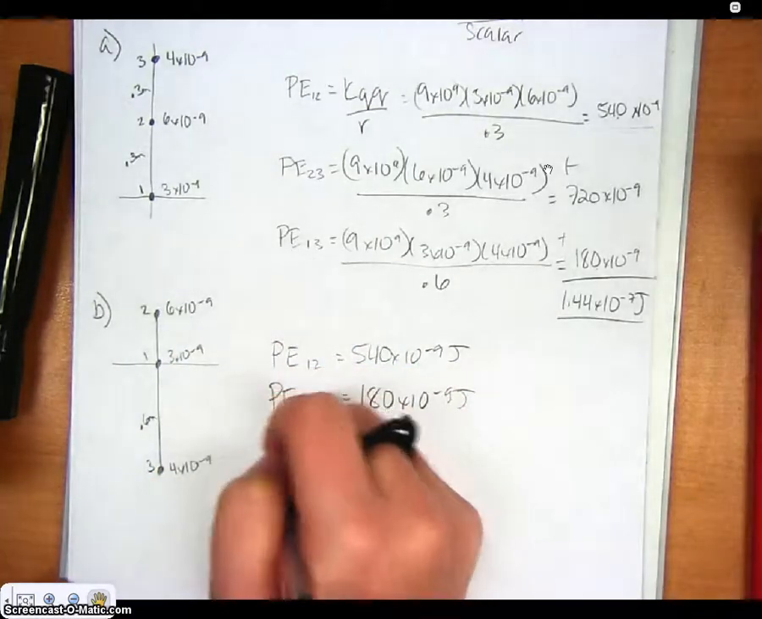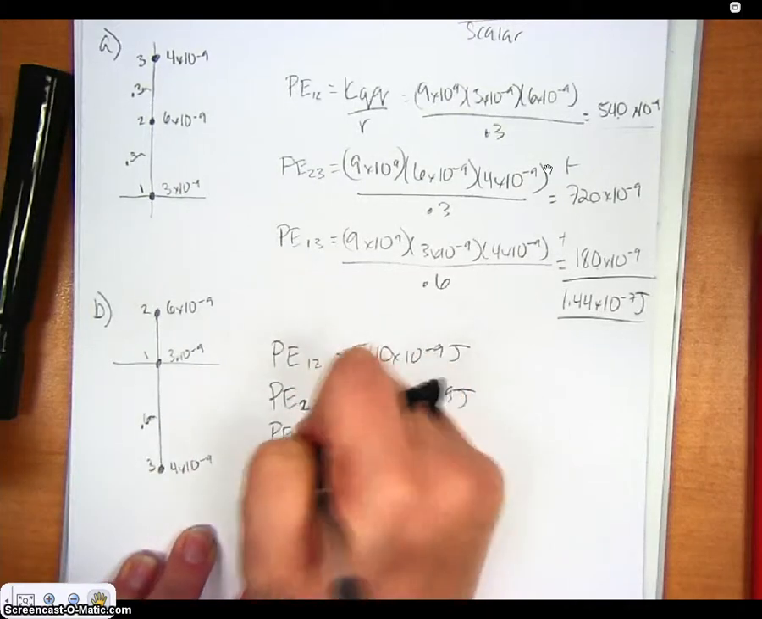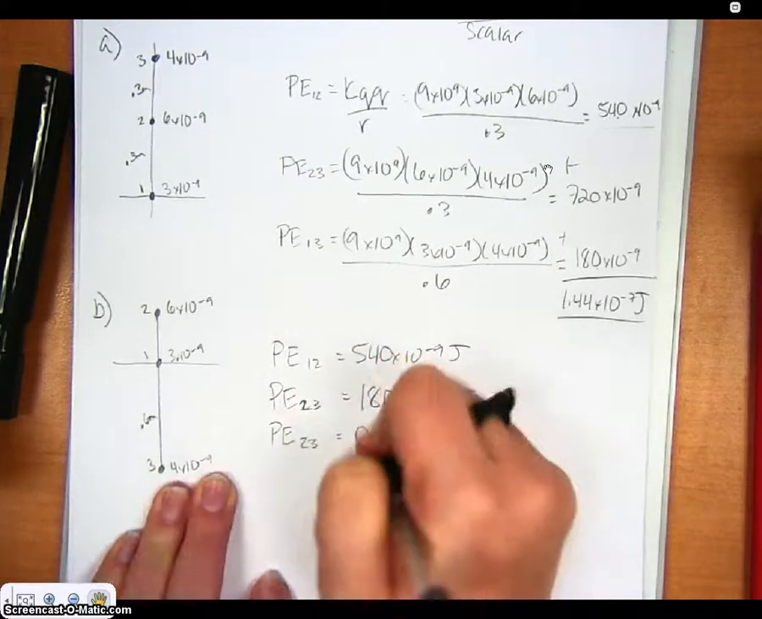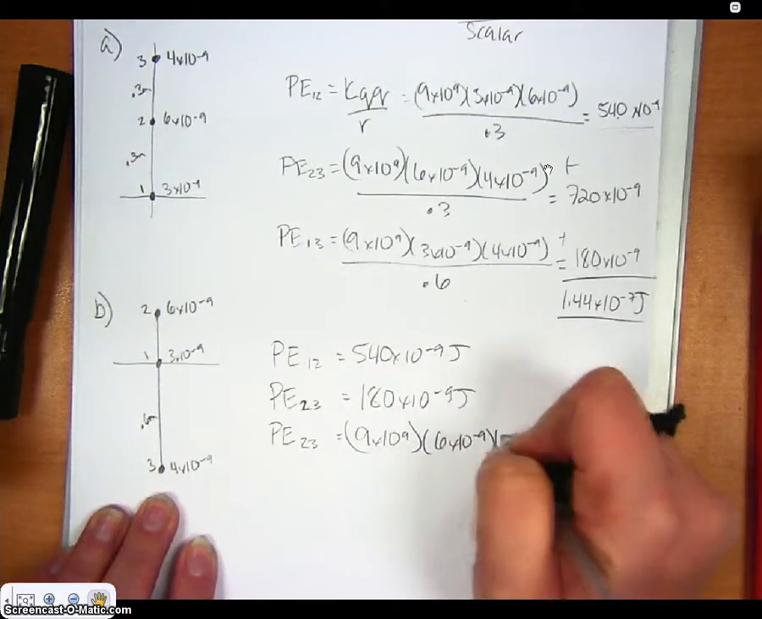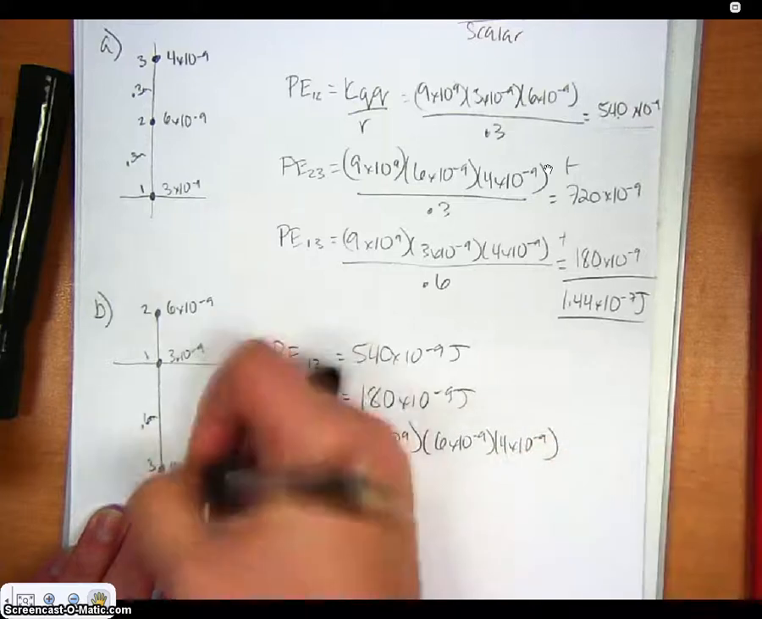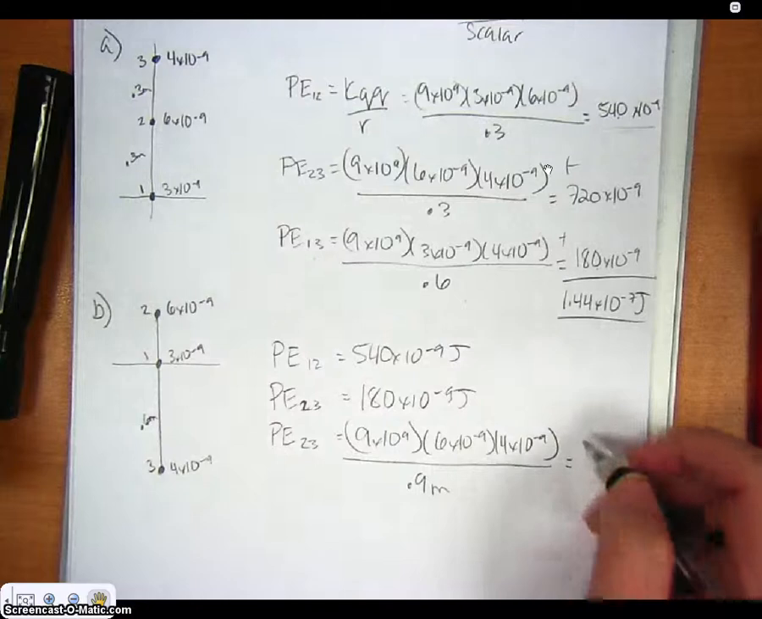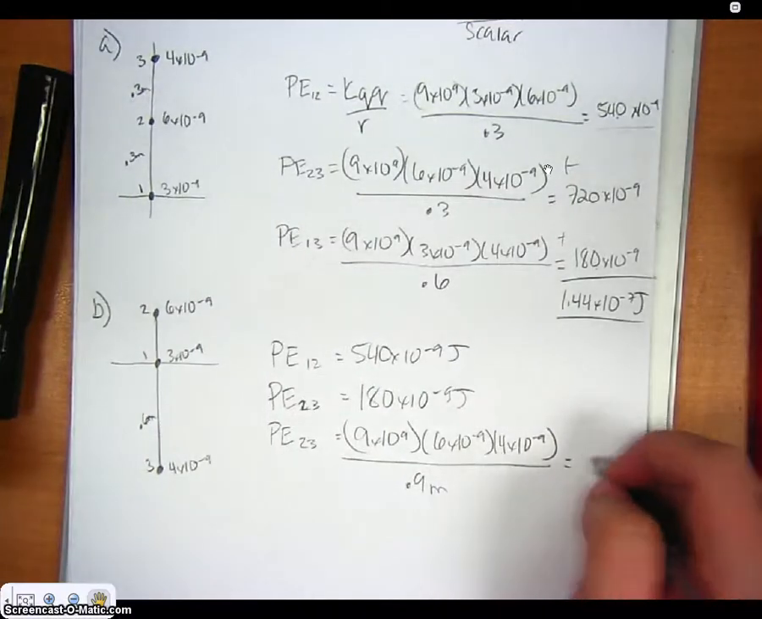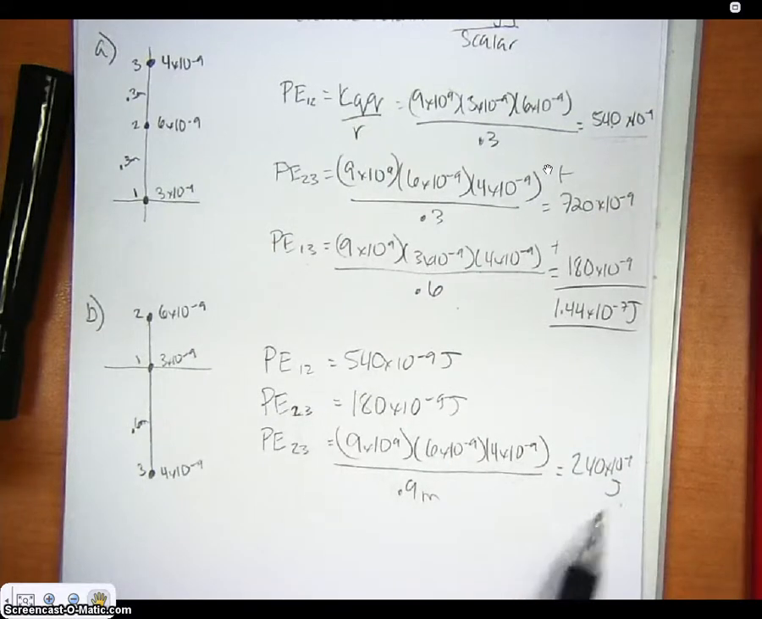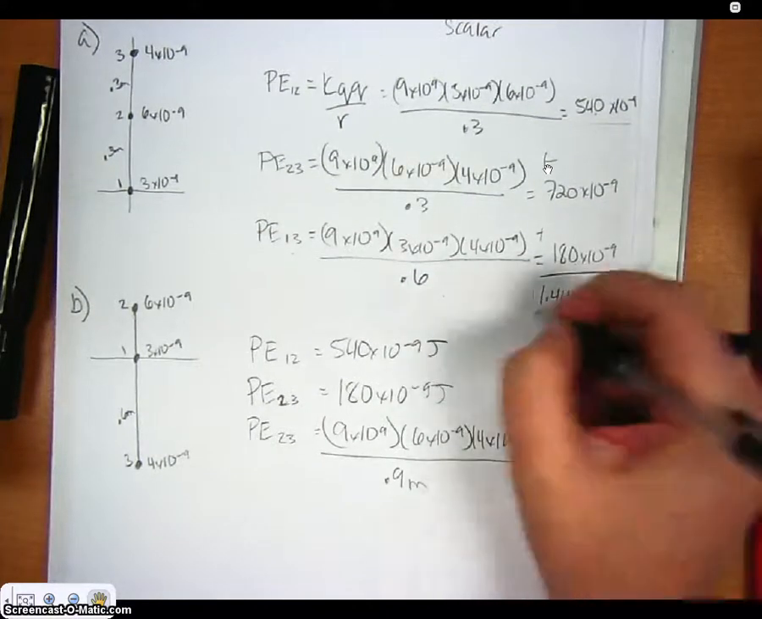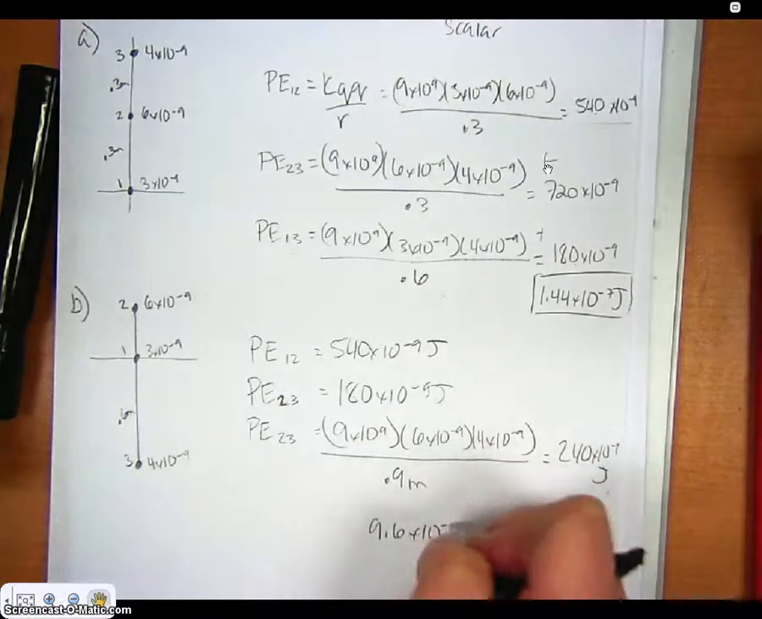So it would be potential energy of, actually, sorry, this is 1 on 3. Okay, this would be 2 on 3. Okay, so 9 times 10 to the 9th times 6 times 10 to the negative 9th times 4 times 10 to the negative 9th, and now they're a total of 0.9 meters apart. Okay, and that actually gives me 240 times 10 to the negative 9th joules. And now I just add these all together again, and now instead of 1.44 times 10 to the negative 7th, I've got 9.6 times 10 to the negative 7th joules.